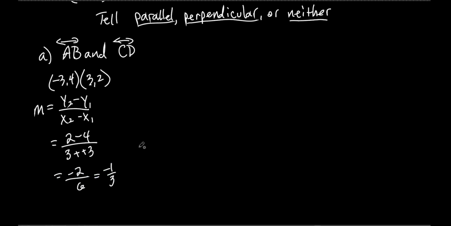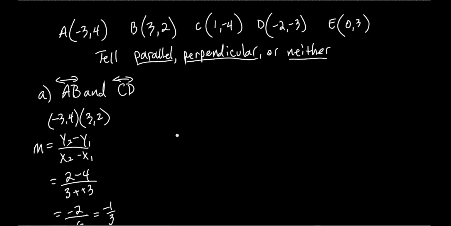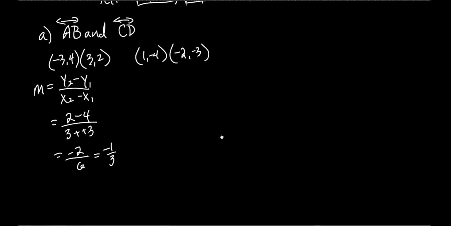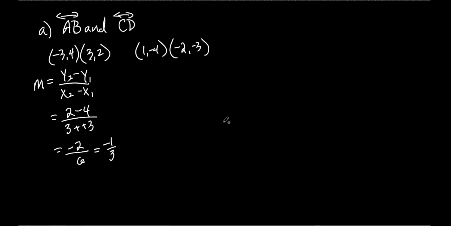Now, can I tell right now if the lines are parallel or perpendicular? No, I got to be able to compare the two slopes. So now I got to find the slope of CD. Let's push this down. Let's find points C and D. Well, C is 1, negative 4, and D is negative 2, negative 3. So what do I want to do with those 2 points now? Find the slope of those 2 points, okay? And let's see what we get.